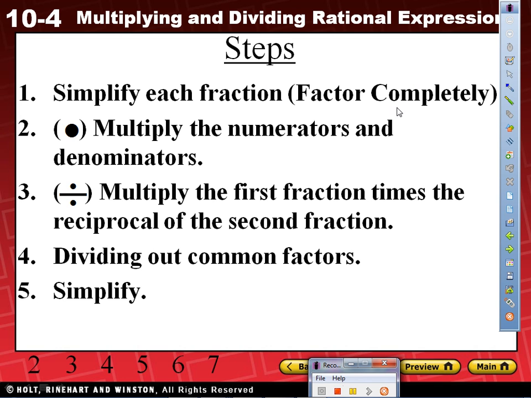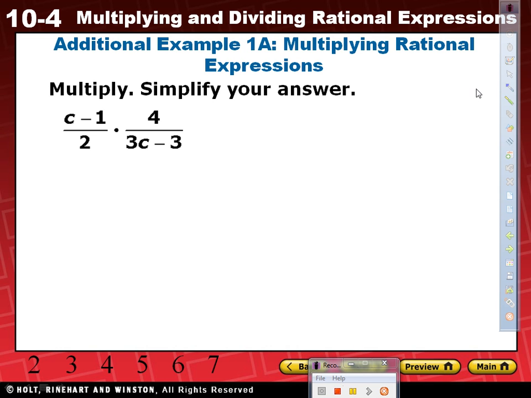Here we go. Copy example 1. It says multiply. That's all you have to write, multiply. And we already know that we need to simplify at the end. (c minus 1) over 2 times 4 over (3c minus 3).